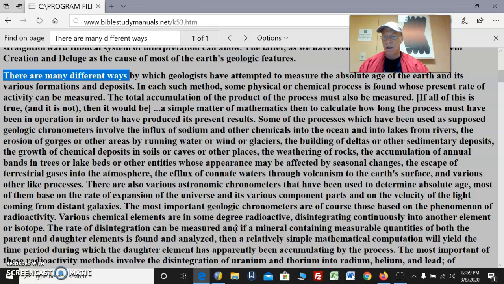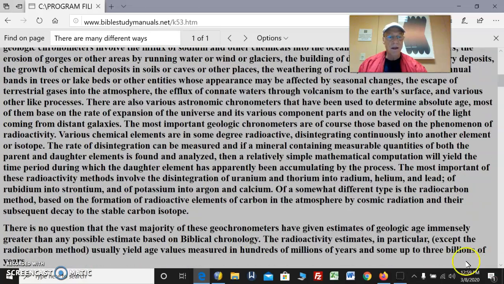The most important of these radioactivity methods involve the disintegration of uranium and thorium into radium and helium and lead, of rubidium into strontium, and of potassium into argon and calcium. Of a somewhat different type is the radiocarbon method, based on the formation of radioactive elements of carbon in the atmosphere by cosmic radiation and their subsequent decay to the stable carbon isotope.